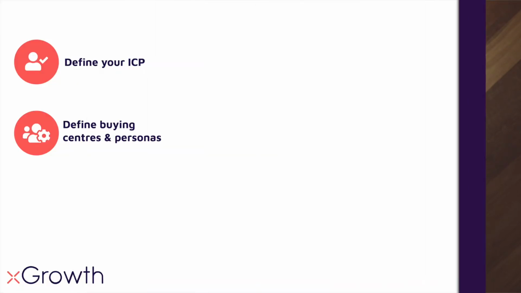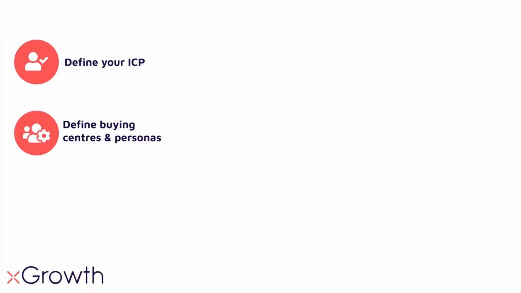The second step is defining buying centers and personas within your ideal customer profile. Buying centers are departments that usually deal with you. This might be IT, this might be marketing, this might be procurement. Defining who those departments are and those buying centers are crucial. The next step after that is defining personas. Who are the individuals within those departments that you usually deal with? What are their pain points? What are their motivations? What are the objectives that they have in their day-to-day role? Those are some of the things that you need to define before you go to the next step.